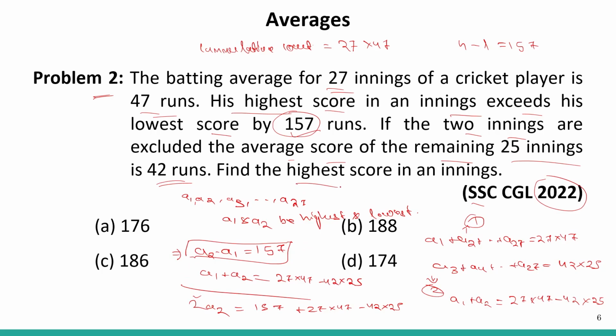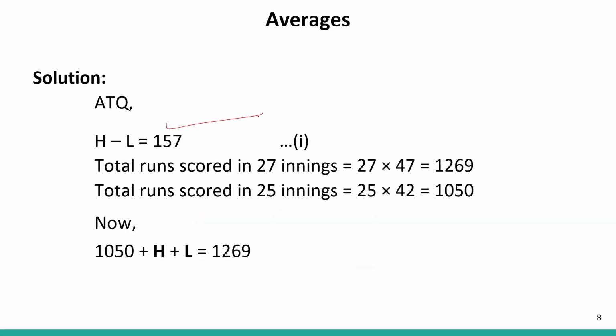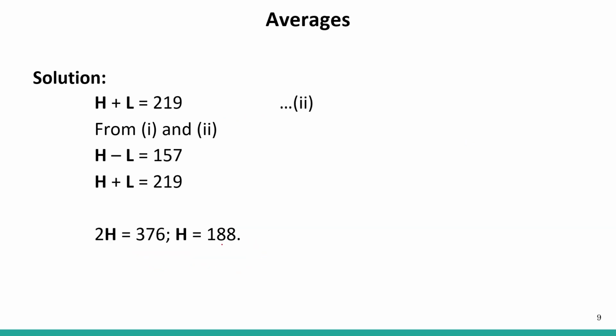We want to calculate the highest score. So let's go forward with the step-by-step solution. Let the highest score of a player be H and lowest score be L. H minus L is given as 157 according to the question. So total runs scored in 27 innings will be 1269 and total runs scored in 25 innings is 1050. So 1050 plus H plus L is equal to 1269. So H plus L is equal to 219, H minus L is equal to 157.